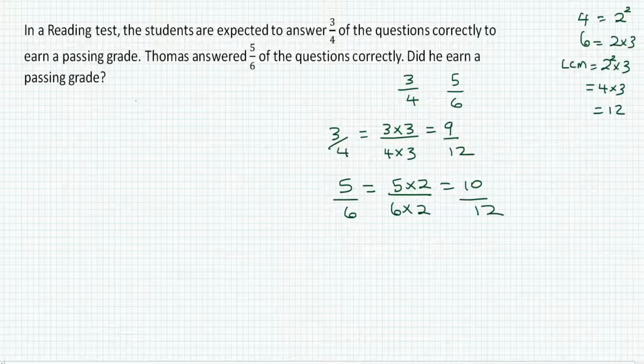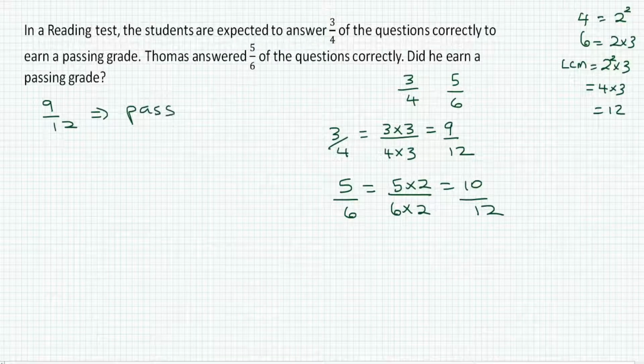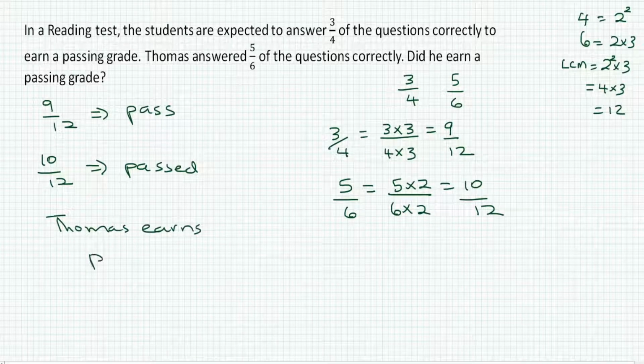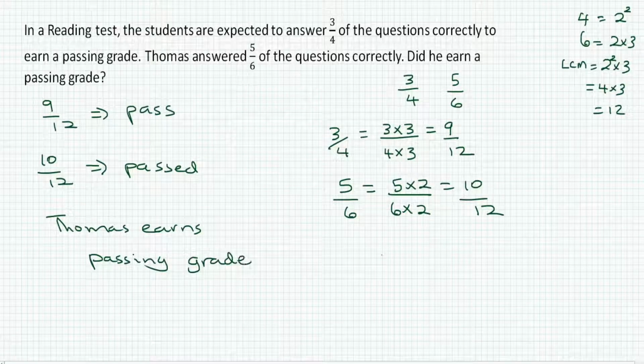So what we're saying here is that you need 9/12 to pass, but Thomas got 10/12. So therefore, Thomas actually passed the test. So Thomas earns a passing grade.